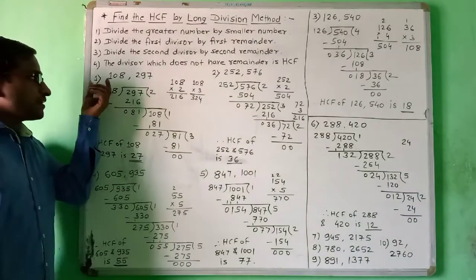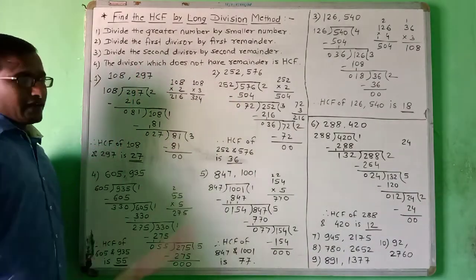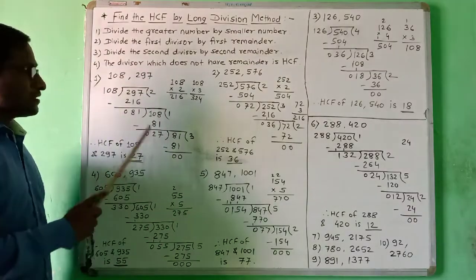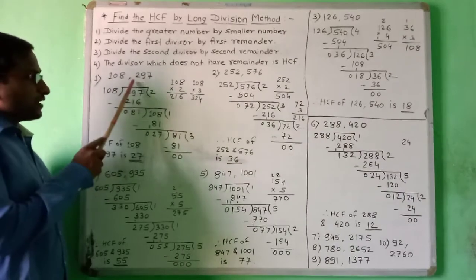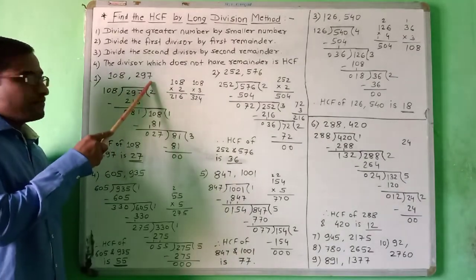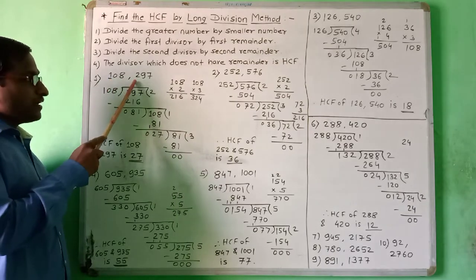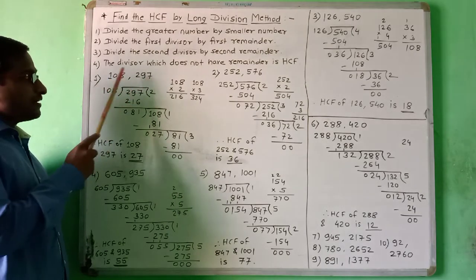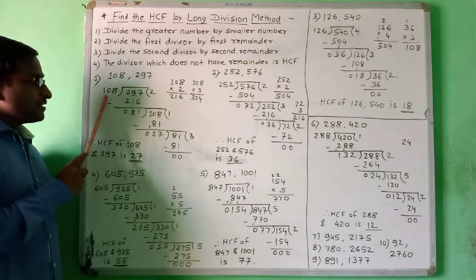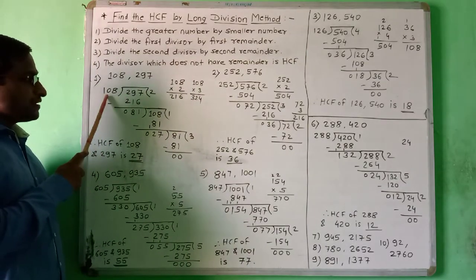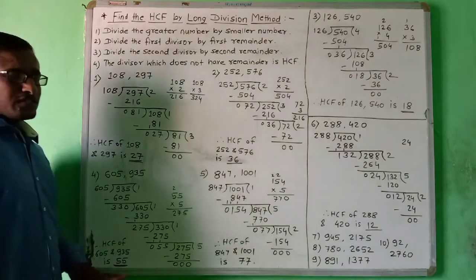Let us see our first example, 108 and 297. So first you find the greatest number and the smallest number. The greatest number is 297 and 108 is the smallest number. So 297 is the dividend and 108 is the divisor. So you write it in this way, 108 here and 297. So you know simple division.